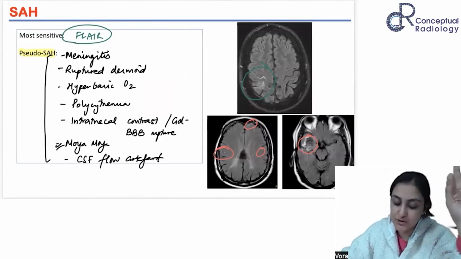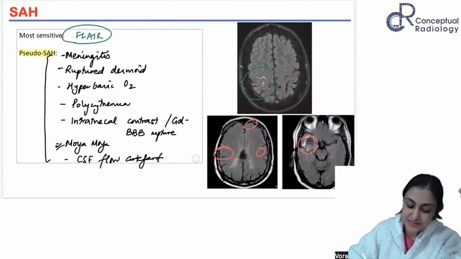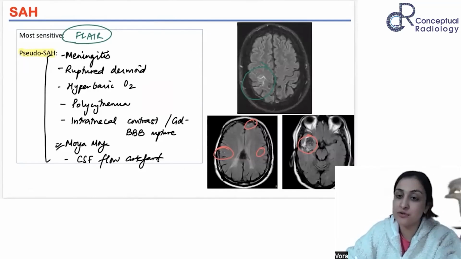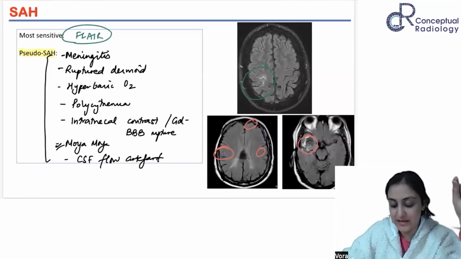Even GRE will show you loss of signal. It will also show you susceptibility here. But this list is basically what all will mimic this on flare. Yeah, and flare is very sensitive for picking up this blood in the sulcal spaces. This is where if you do a gradient, you might just miss because look at the rest of the sulcal spaces. They're also looking black, right?